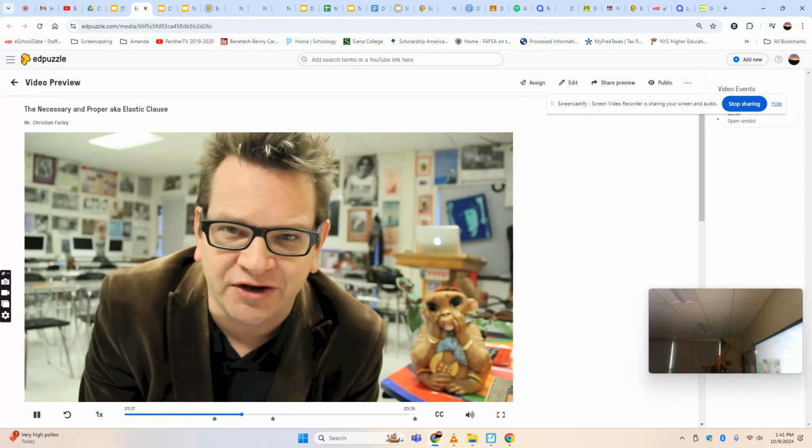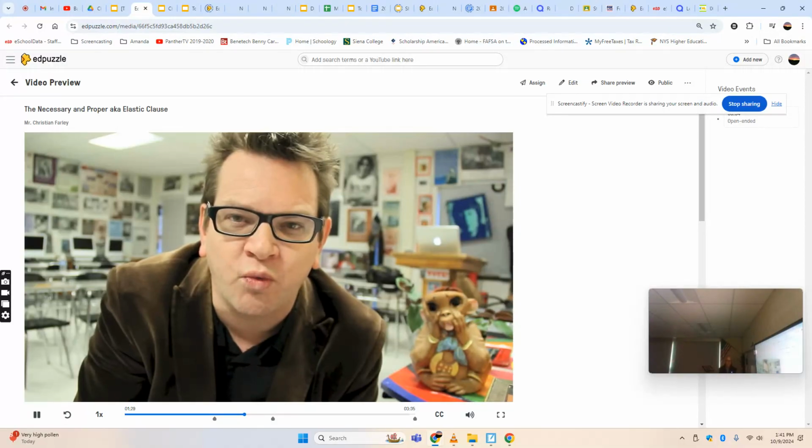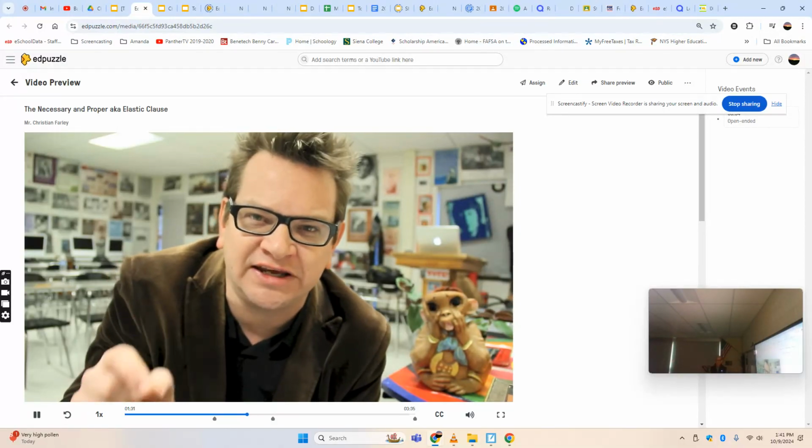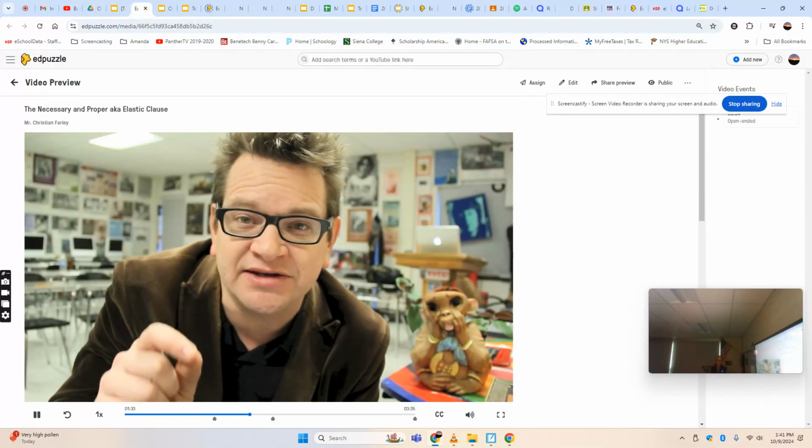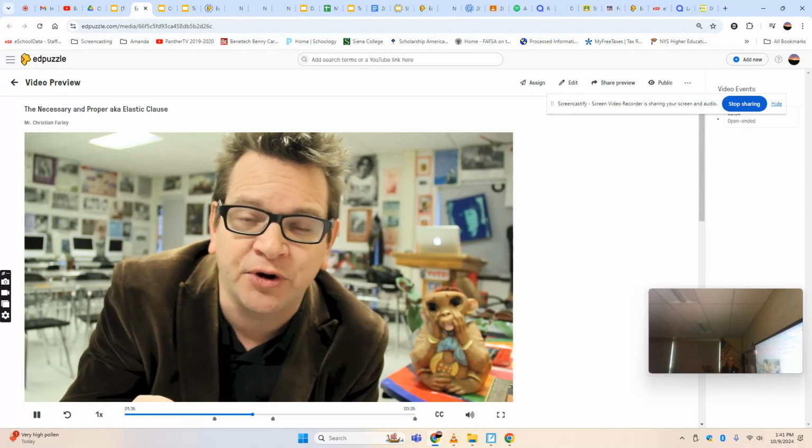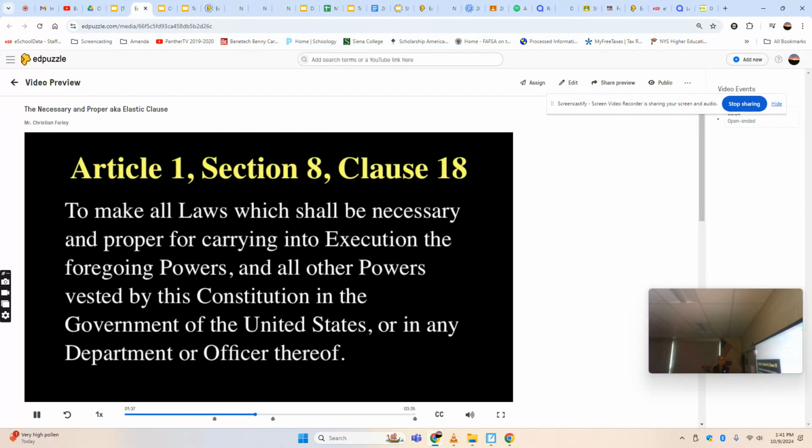So if you're going to learn anything, know the 10th Amendment and know Article 1, Section 8, Clause 18. It's the last one in delegated powers. And we can put it up on the wall. To make all laws which shall be necessary and proper for carrying into execution the foregoing powers and all other powers vested by this Constitution in the government of the United States or in any department.